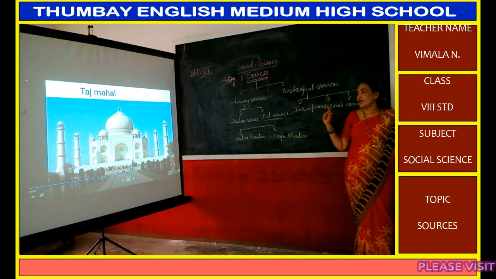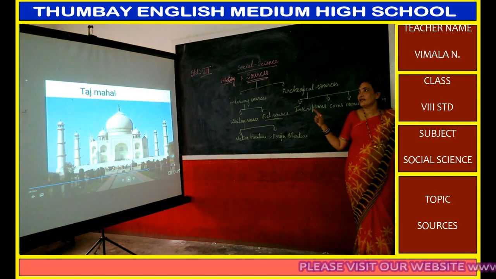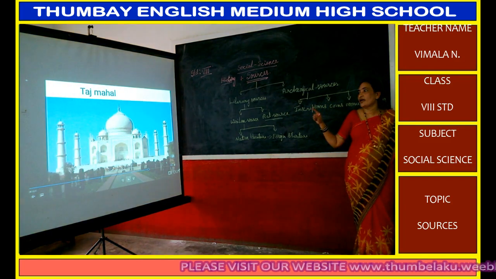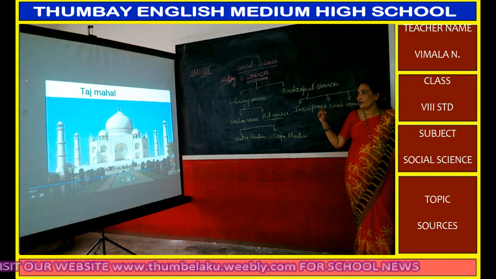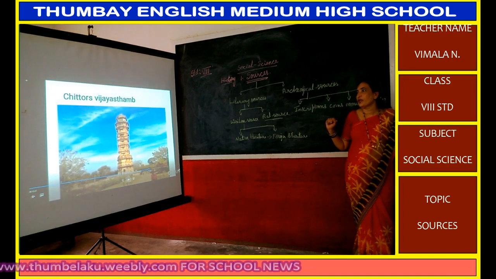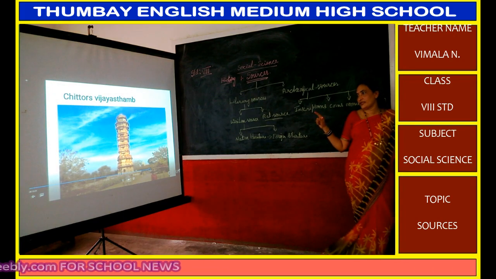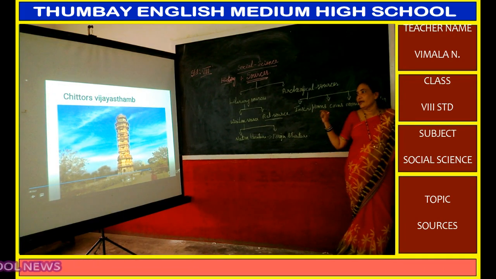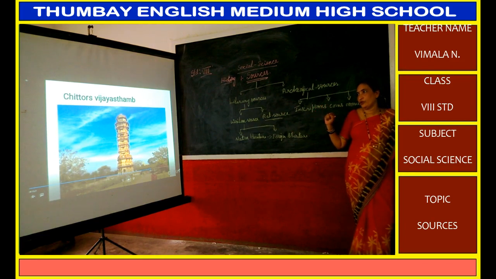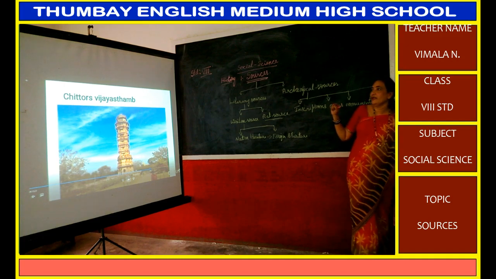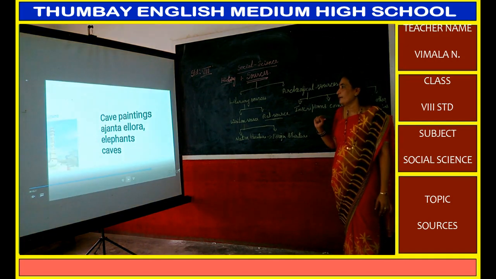Next one, Taj Mahal. You already learned that the Taj Mahal is famous for Shah Jahan's love towards Mumtaz. For the sake of love, he constructed it. Next one, Chittoor's Vijay Stamba. It was constructed by Rana Kumbha for the victory. It is also called the victory pillar.